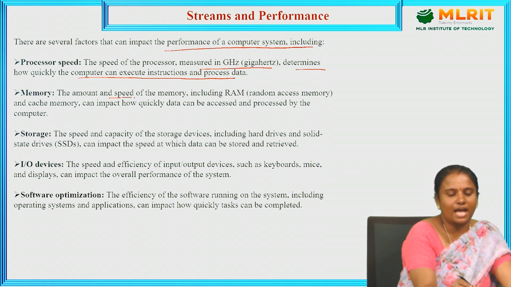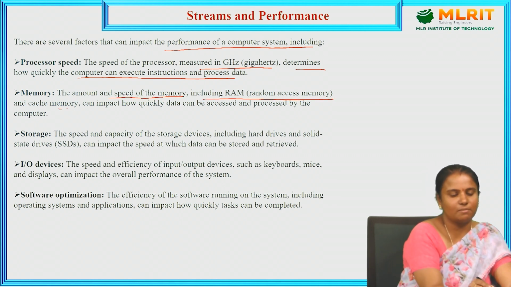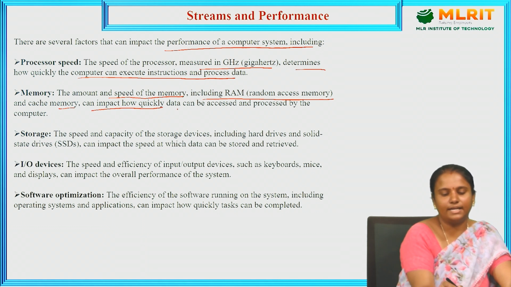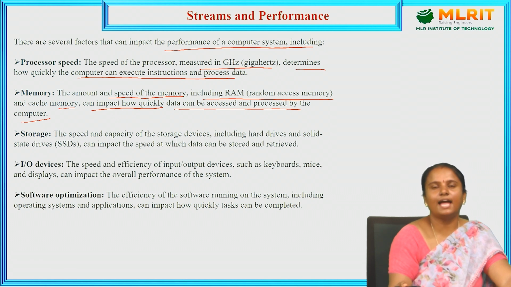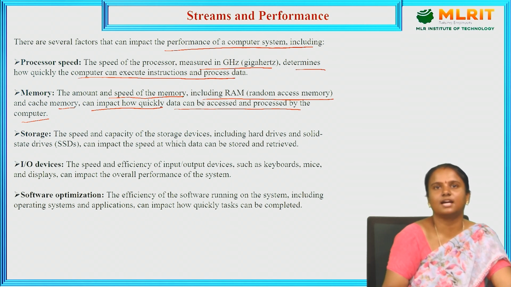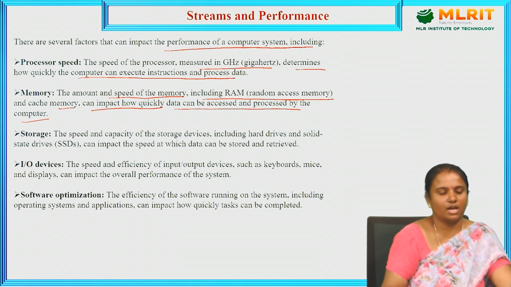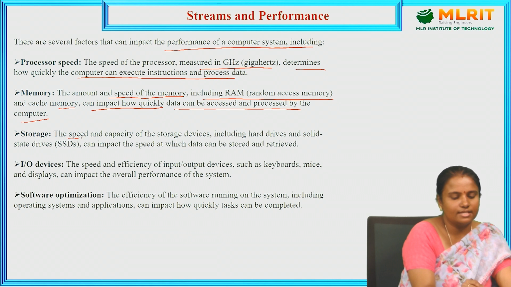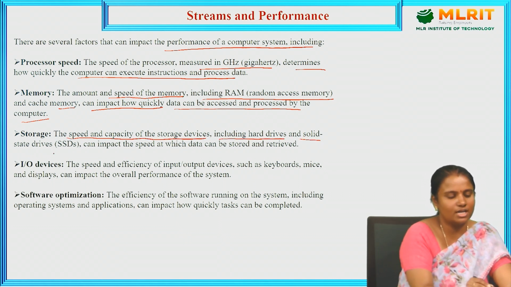Memory. The amount and speed of the memory, including random access memory and cache memory, can impact how quickly data can be accessed and processed by the computer. So whatever you are sending and receiving, how fast it is occurring and how fast we are acknowledging the message from the server side. This means you are accessing it very quickly through memory.